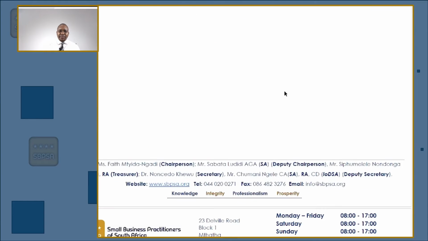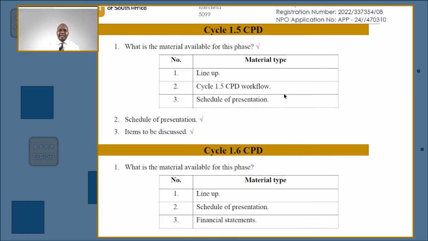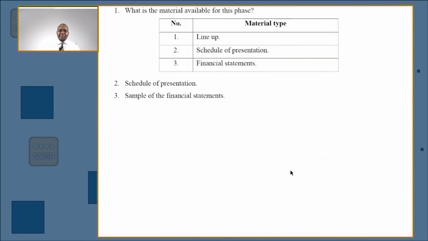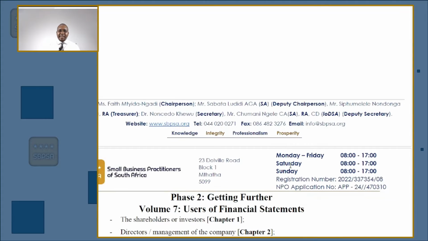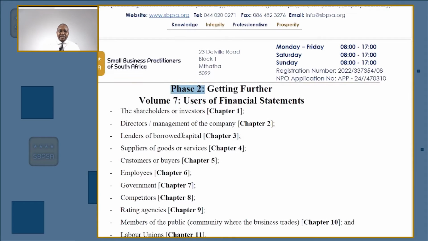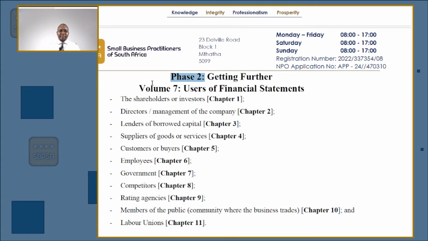Then we're going to go to phase 2, because phase 1 is cycle 1. So phase 2 that we're going to start after 1.6 CPT, this section is going to be cycle 2 point something CPT. In that session, we're going to deal with volume 7. It has been confirmed: users of financial statements or business stakeholders.